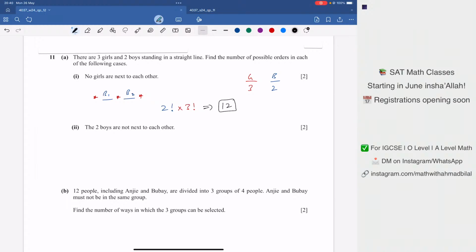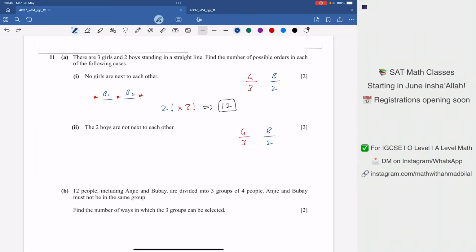Okay. What about this now? Now they have interchanged that condition. They've switched that condition. Now the condition is the 2 boys are not next to each other. So now we want to separate the boys. How do we think about this now? So again, we could say we've got 3 girls and we've got 2 boys. But in this case, we want to separate the boys. There's no condition on girls.